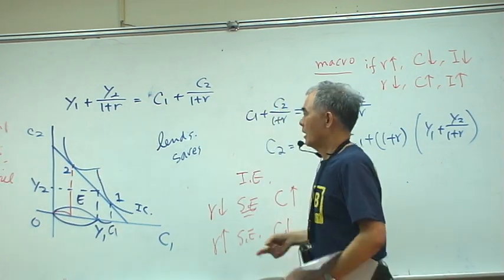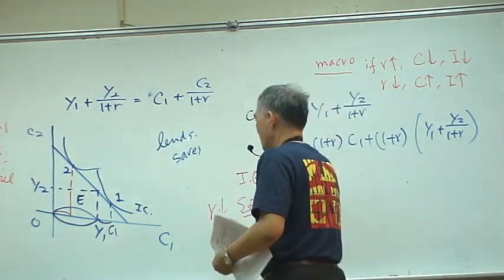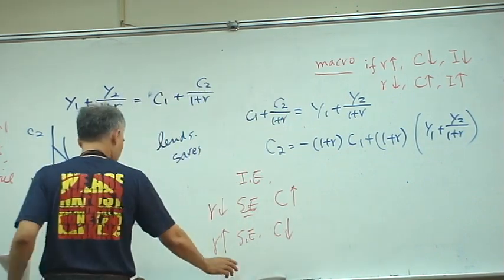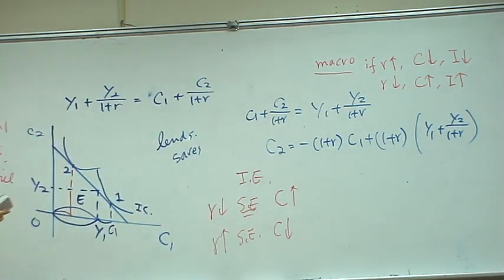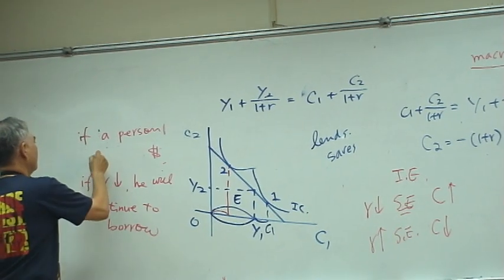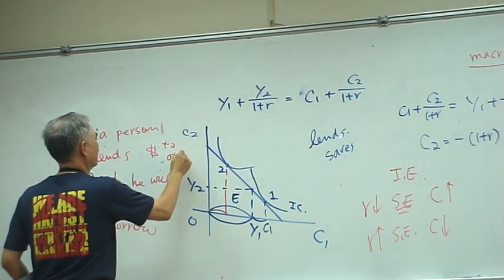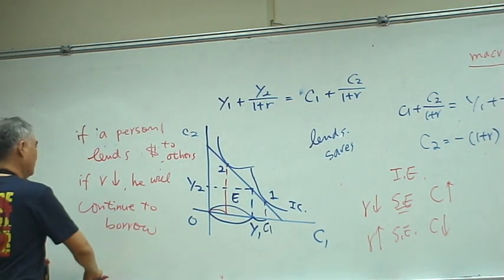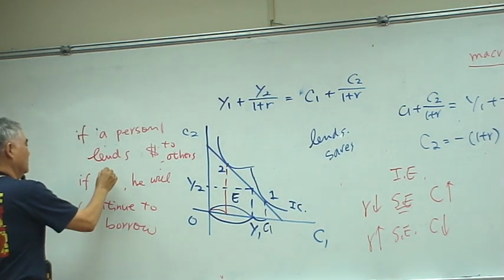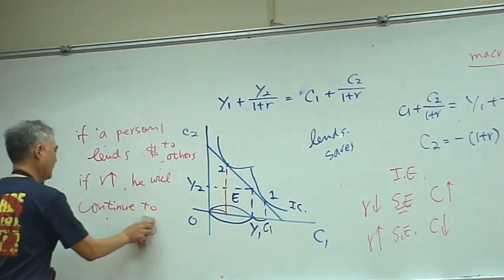On the other side, because I have an eraser, so I can do this. If a person lends money to others, and the interest rate goes up, he will continue to lend.